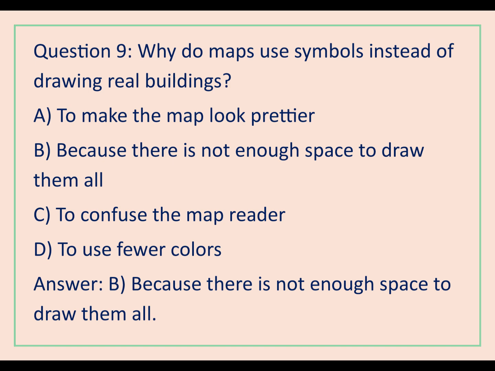Question 9. Why do maps use symbols instead of drawing real buildings? A. To make the map look prettier. B. Because there is not enough space to draw them all. C. To confuse the map reader. D. To use fewer colors. Answer. B. Because there is not enough space to draw them all.